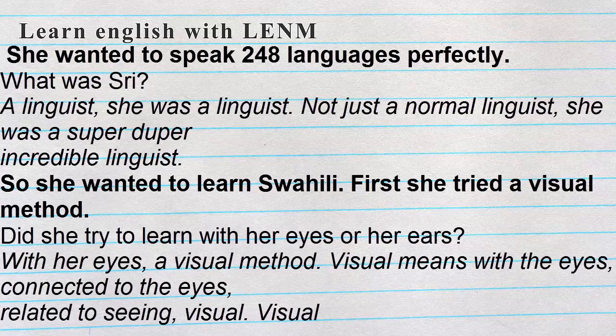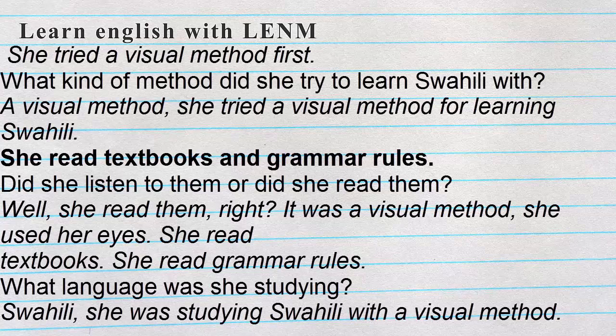What was Shri? A linguist. She was a linguist, not just a normal linguist. She was a super duper incredible linguist. So she wanted to learn Swahili. First, she tried a visual method. Did she try to learn with her eyes or her ears? With her eyes, a visual method. Visual means with the eyes, connected to the eyes, related to seeing. Visual. She tried a visual method first.